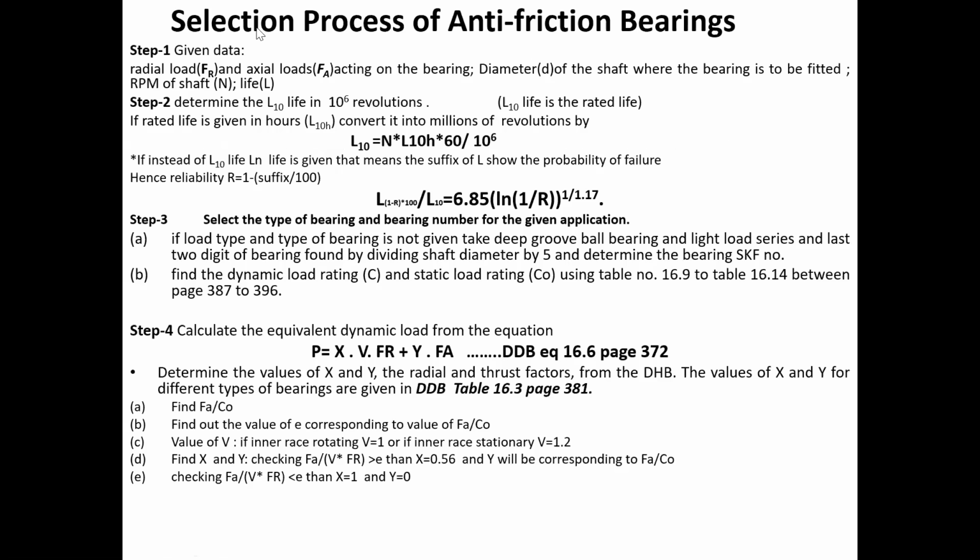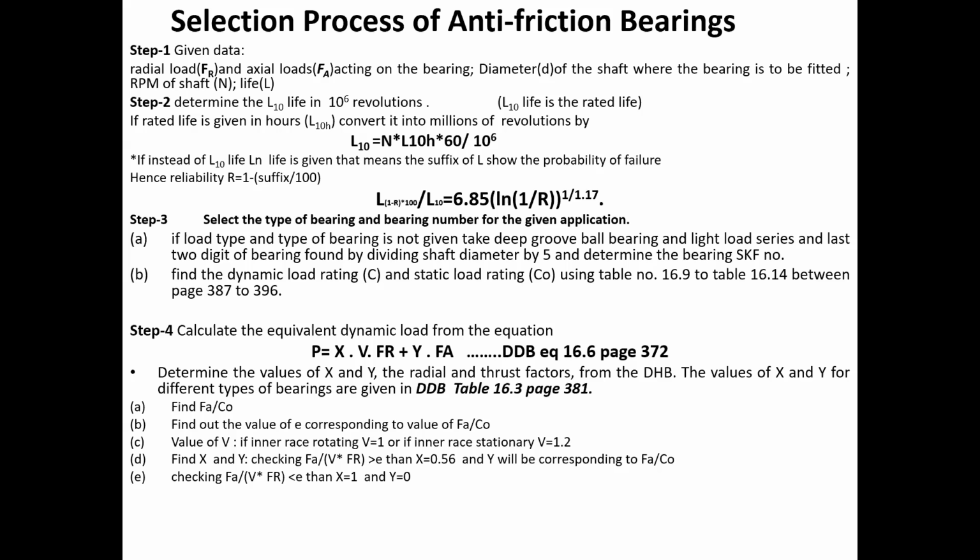So the minimum requirement for selection of an anti-friction bearing or rolling contact bearing is the radial load acting over the bearing, the axial load acting over the bearing, the diameter of the shaft where the bearing is to be fitted, and the rotation of your shaft in RPM, and the life of the bearing, that is L10 life, or the life at any probability or any reliability.